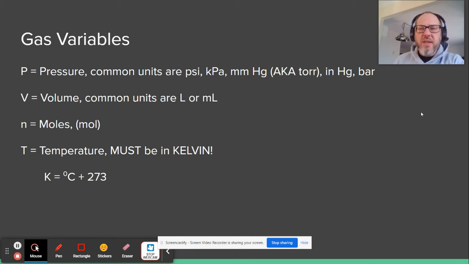But volume, thankfully, since we're in the metric system, we use as liters or milliliters. n is the variable that we use for moles, and T is for temperature. Temperature must be in Kelvin for gas law calculations to work, because Kelvin is an absolute temperature scale based on absolute zero, whereas Celsius is a random temperature scale based on a random number for zero, which is the freezing point of water, right?